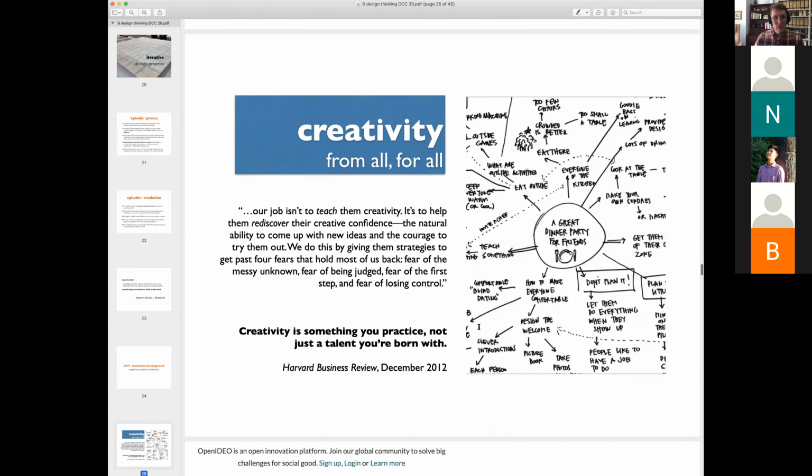It's not elite designers doing this for other people. It's that everyone can be a designer. That's the key takeaway here. Creativity is something you practice, not just a talent you're born with.